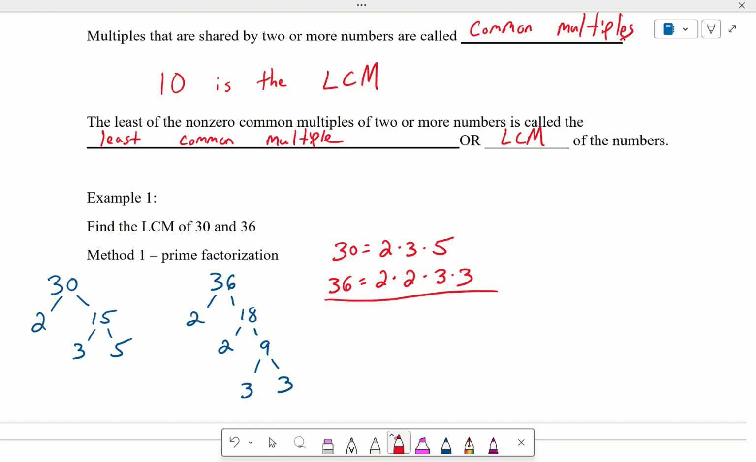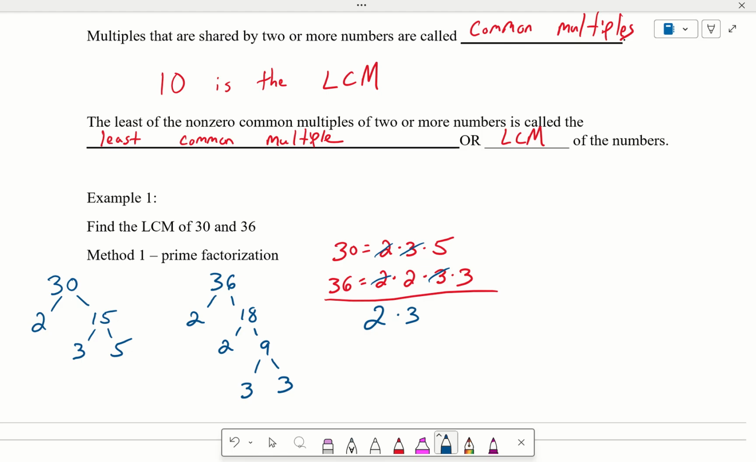Now this looks like GCF so far, but it's about to take a turn here in just a second, and it's going to be different. So here's what we do. We start out by looking for common factors. 2 and 2, we'll write that down. Do we see any more? 3 and 3, we'll write that down. Now at this point, the GCF would be 6. But we're not worried about the GCF. We're trying to find the LCM, the least common multiple.